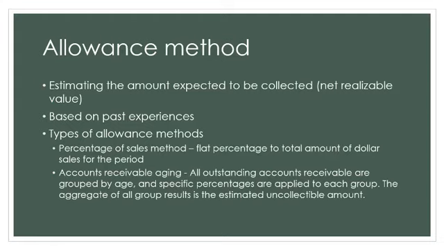So we have types of allowance methods. We have here the percentage of sales method, where you have a flat rate. You just have to multiply it on the total amount of dollar sales for the period. And then accounts receivable aging, where you will have an analysis of how well you are collecting a certain range of amounts, and then you will determine the doubtful portion. We will have examples of this on the following slides.